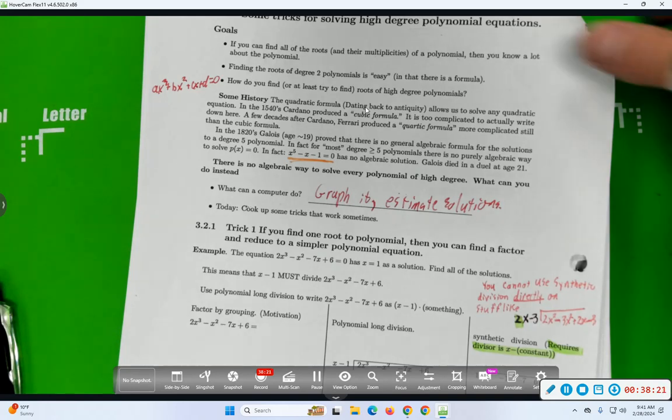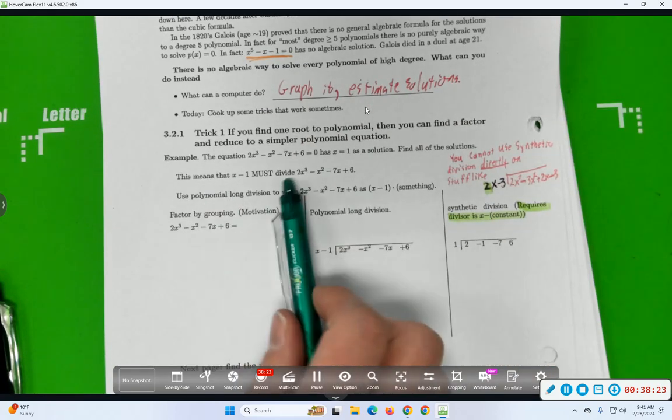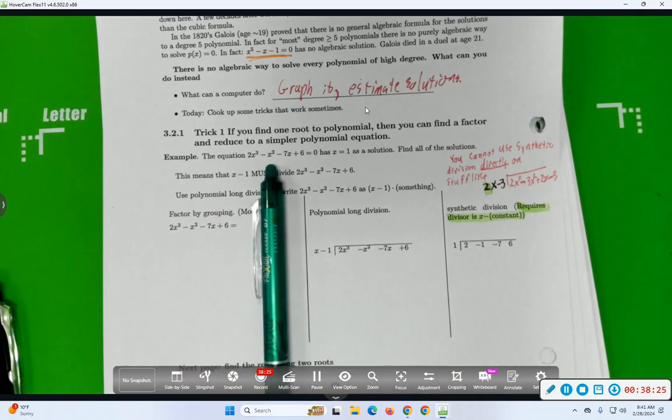So let's say what I mean here. Here's a fact that I'll tell you: 2x cubed minus x squared minus 7x plus 6 equals 0 has x equals 1 as a solution. Should we check that? I think we should, because plugging in 1 is easy. 2 times 1 cubed is just 2, minus 1 puts us at 1, minus 7 puts us at negative 6, plus 6 is 0. Yeah, plugging in x equals 1 gives us 0. I didn't lie to you.